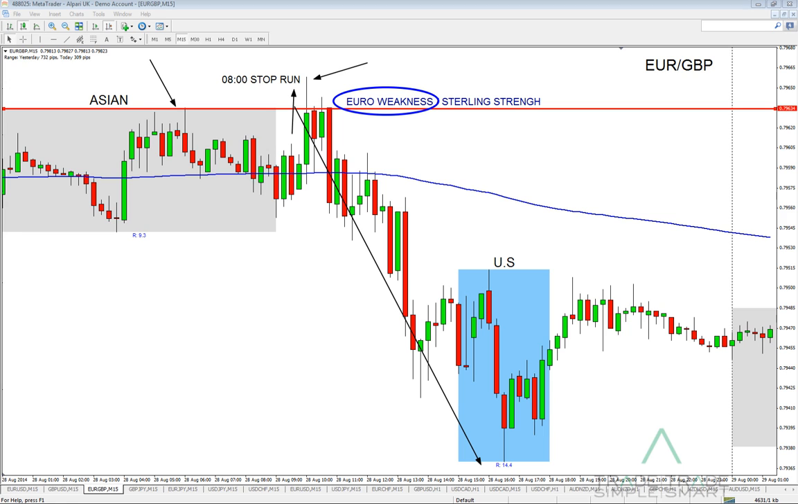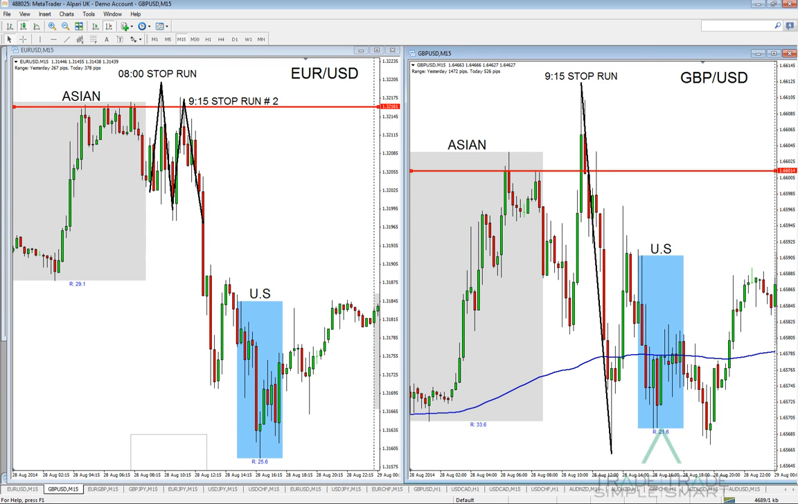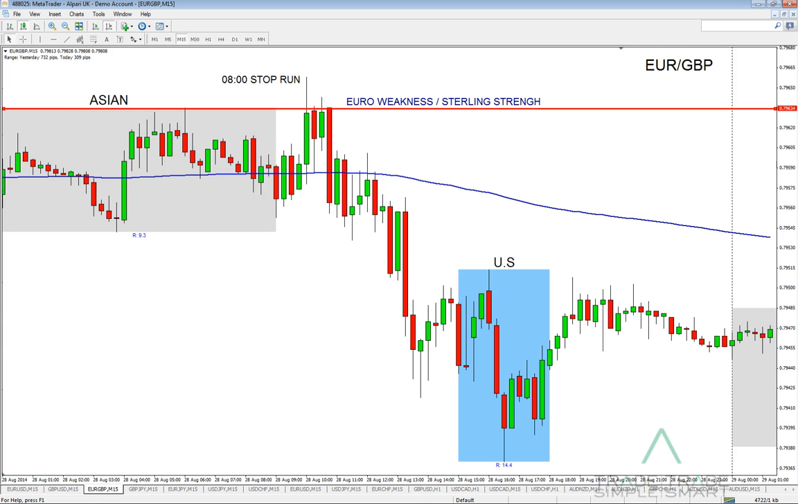So if we look at that, and we know that on both the sterling against the dollar and the euro against the dollar we're currently within a downtrend, we're going to be looking to trade the euro. Okay, because the euro is weak and the sterling is strong. And if we're in a downtrend on both of the respective pairs, then we're going to want to trade with the weaker currency. Okay, so we see a stop run of the highs.